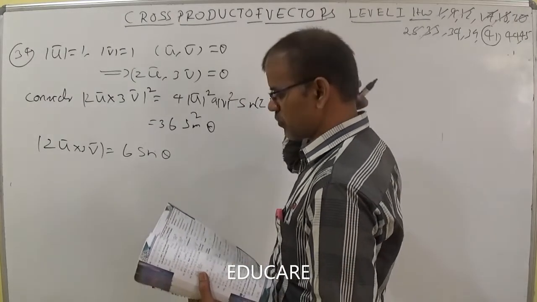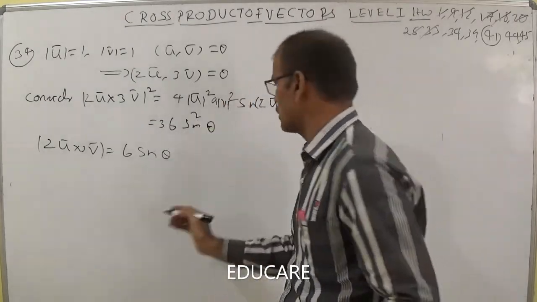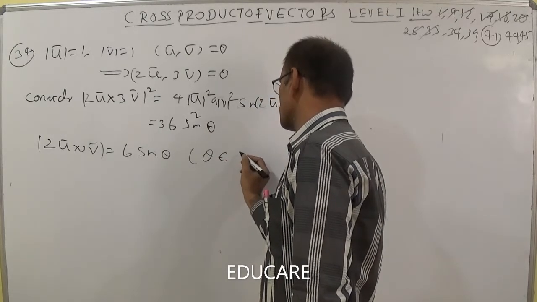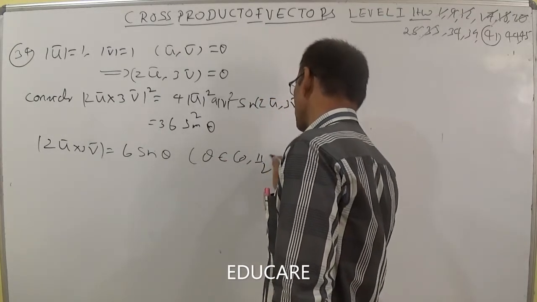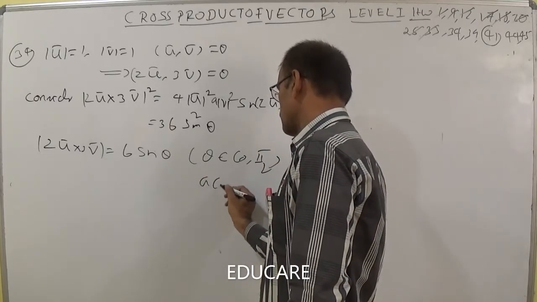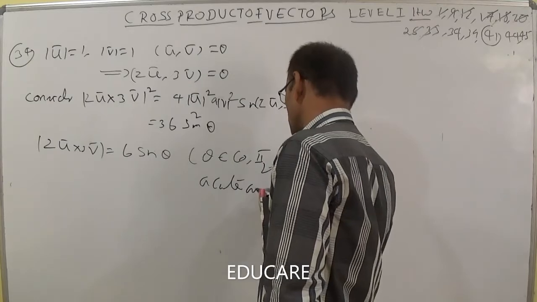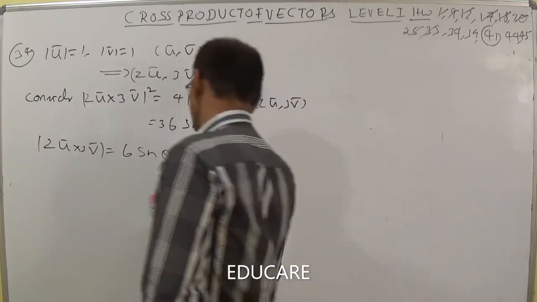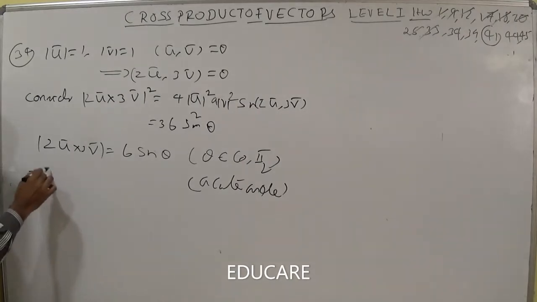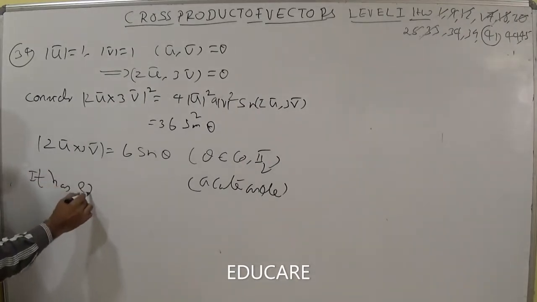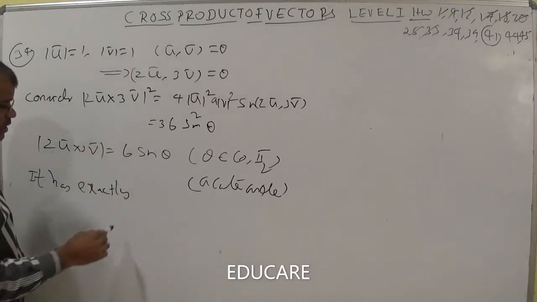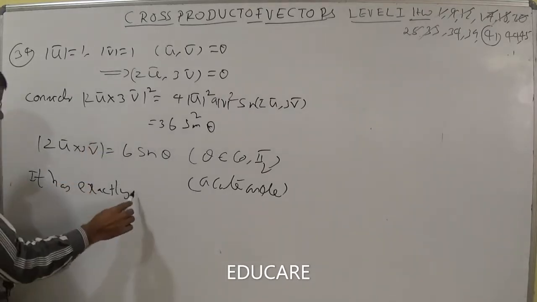There is no question of angle. If he gives an acute angle, okay, he has given it. Very good. Theta belongs to, you write, 0 comma pi by 2. This is an acute angle. Whenever he gives an acute angle, then we have only one value. Now you can write here, it has exactly one value. If you do not mention the angle, then you can say two values.